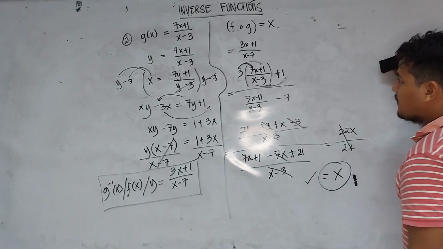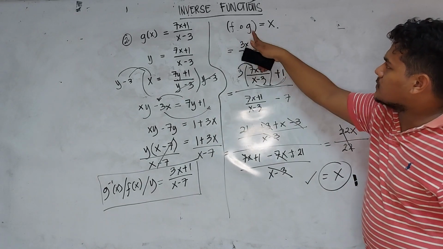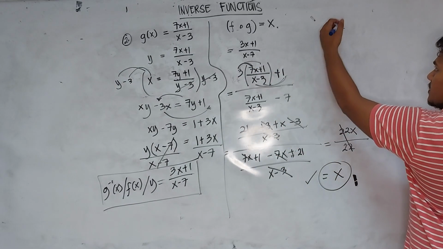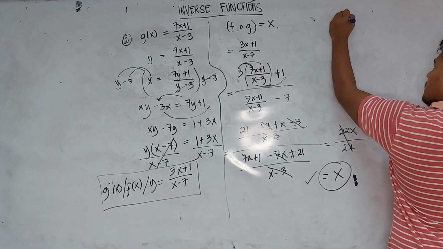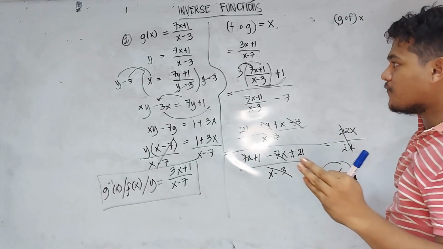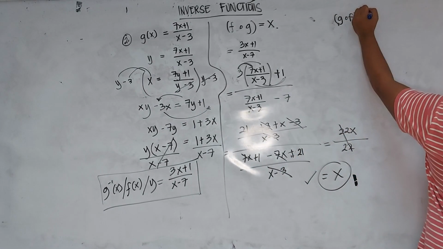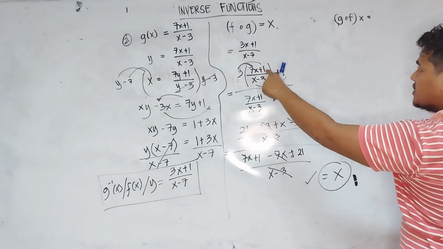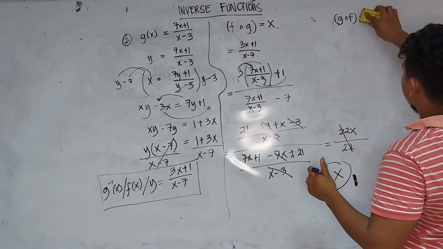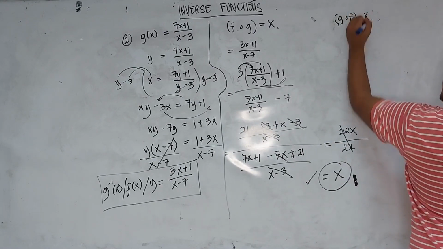Therefore, our first condition, f composed of g of x, is now verified. Let's go to our second condition, g composed of f of x. We are halfway through verifying whether the functions are inverses or not. The second condition is that when we compose g with f, it should also equal x. So how do we do that now?